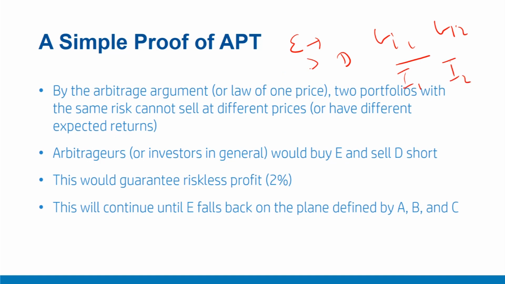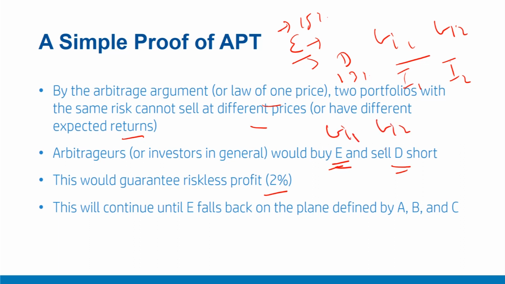Since E offers a higher expected return, by the arbitrage argument or law of one price, these two portfolios cannot sell for a different price for a very long time or have expected returns that are different from each other, which in case of portfolio E is 15%, and in case of portfolio D it is 13%. That means portfolio E is undervalued and offers a higher expected return. So the arbitrageurs, or in general investors, as soon as they observe this kind of mispricing, would buy E, go long in E, and sell D short, which guarantees a riskless profit of 2%. Why riskless? Because the risk profile of portfolio E and D as represented by BI1 and BI2 is identical.